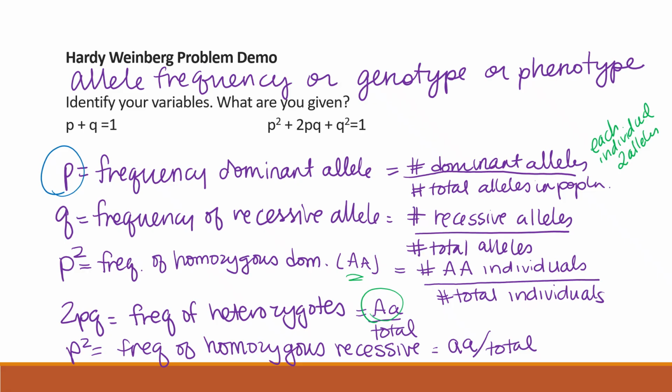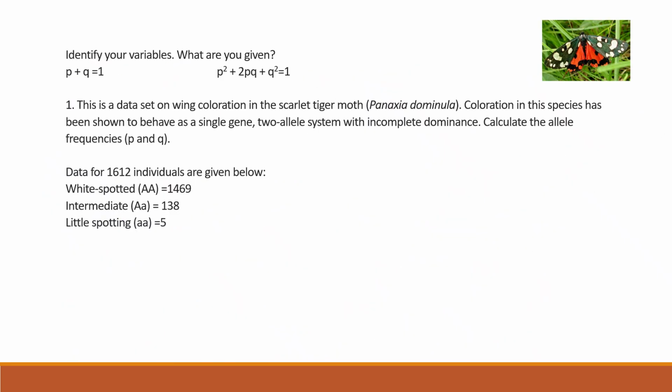Also, you'll want to pay special attention to whether you're looking at alleles or individuals, because this will help you keep track of how many you need. So if we have a number of individuals, but we're counting alleles, we need to double our numbers.